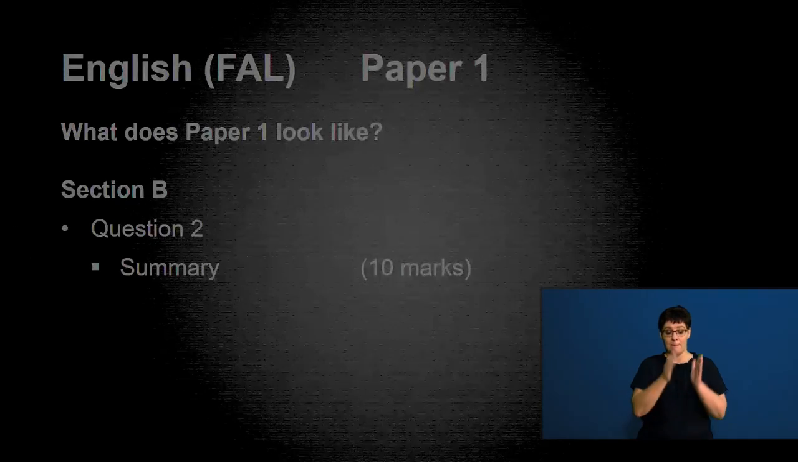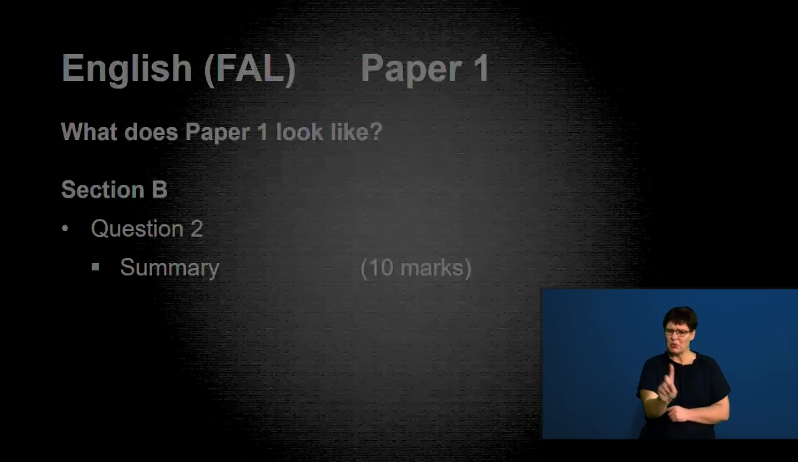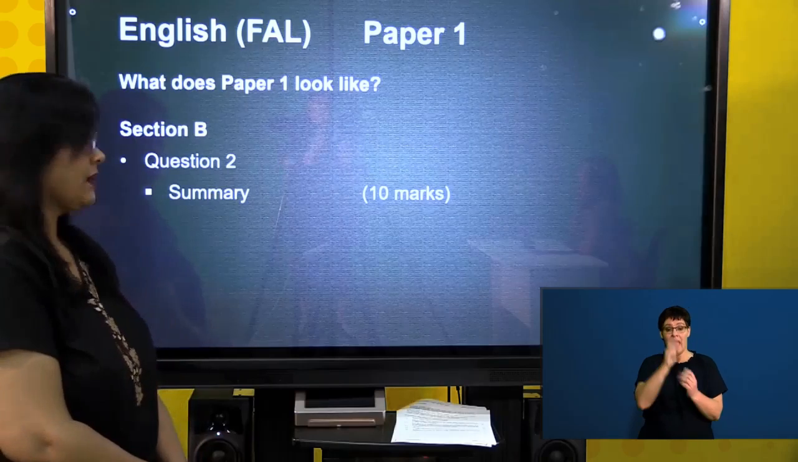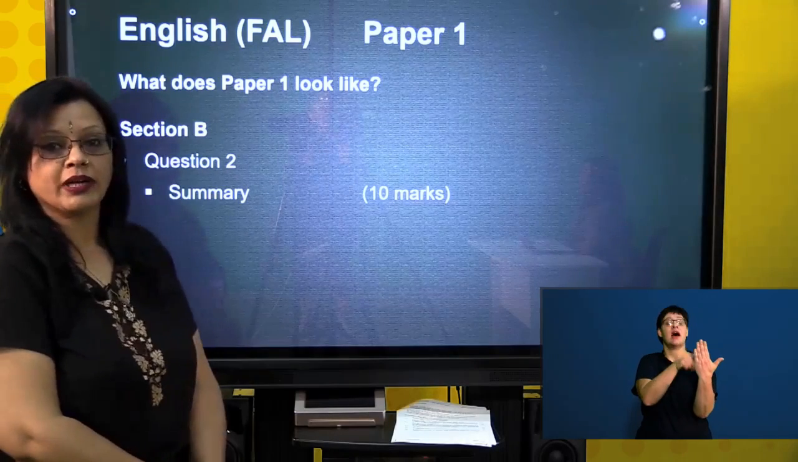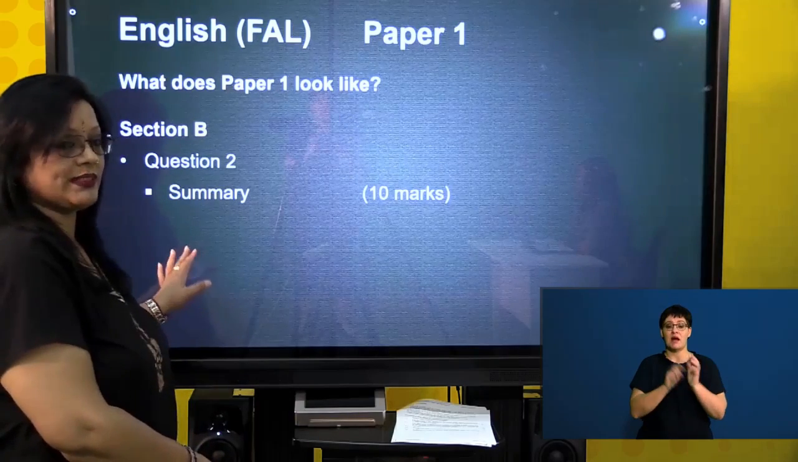Section B is question 2. And this is the summary question where you are given a text again and you would be expected to summarize into 7 points. And this question is worth 10 marks.